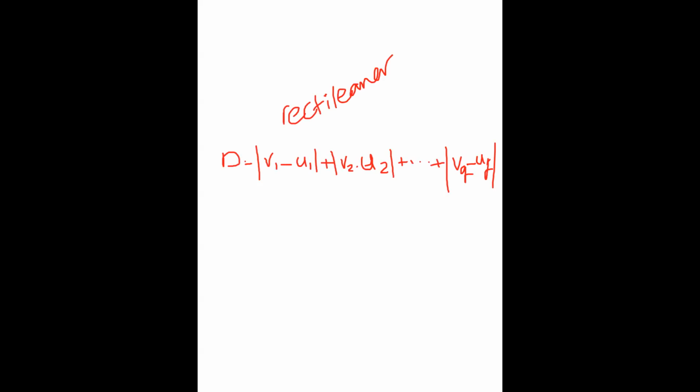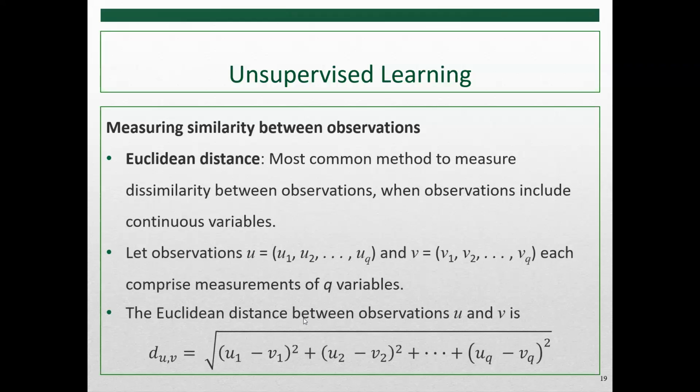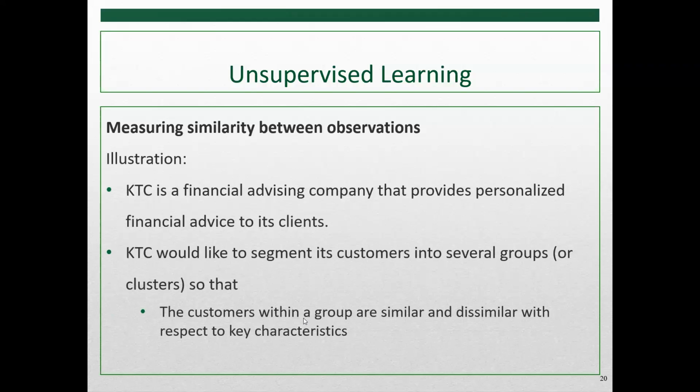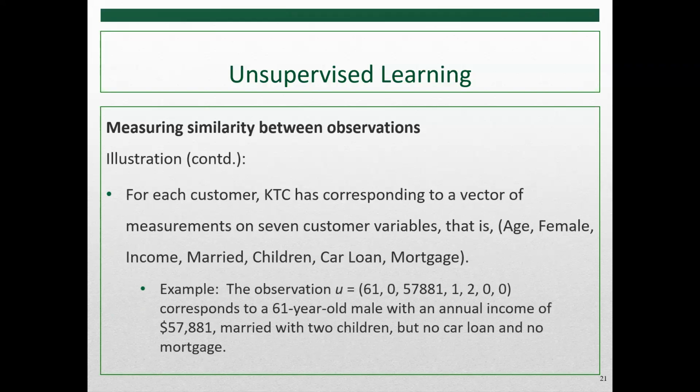Rectilinear or Manhattan distance. So basically you look at the absolute value of the difference between these observations. So we either use this one or the Euclidean distance for calculation of distance between observations. Now moving back to the PowerPoint. So now let's see, for example, this gives an observation here for each customer.